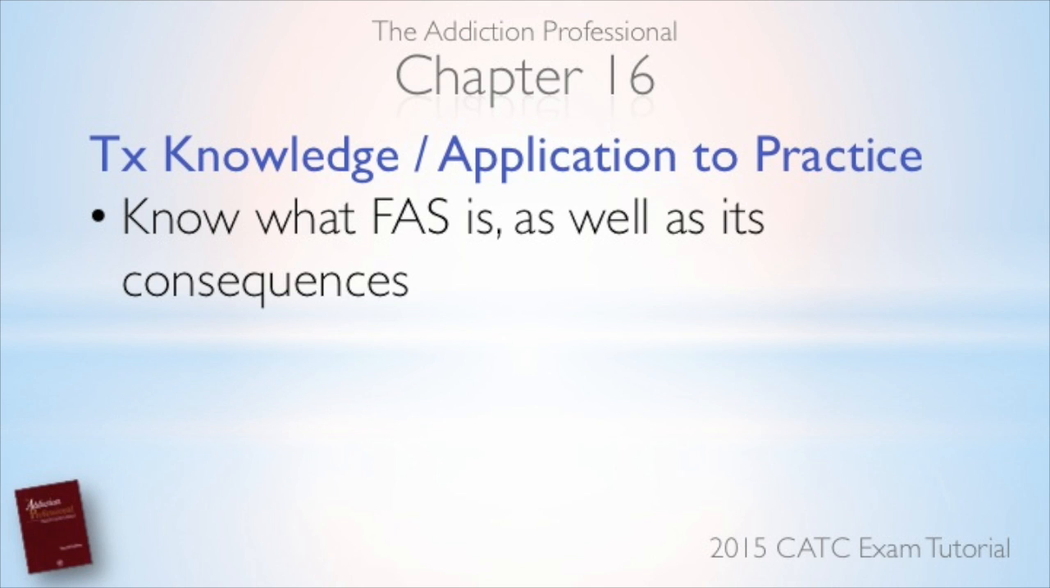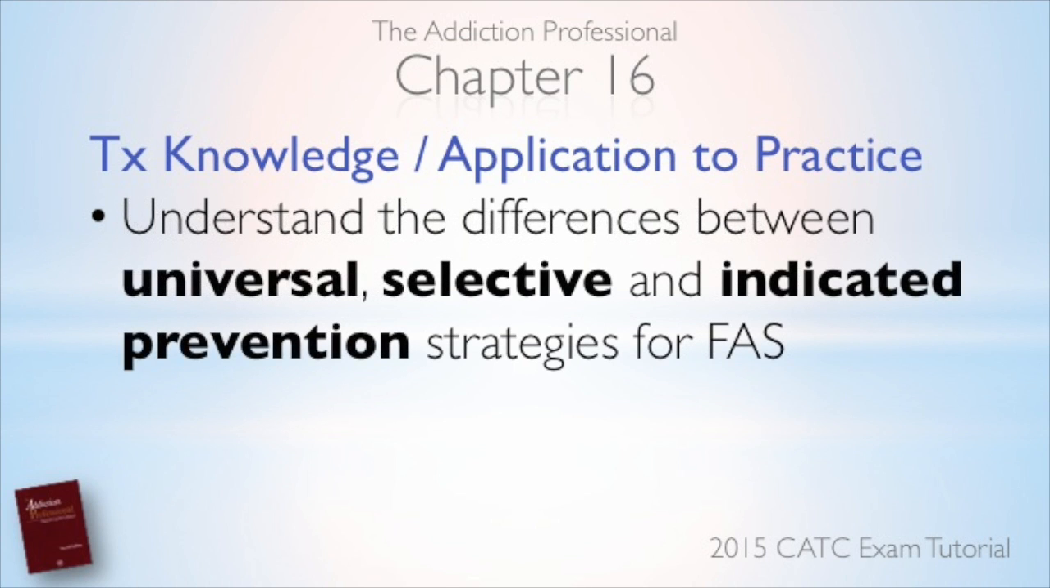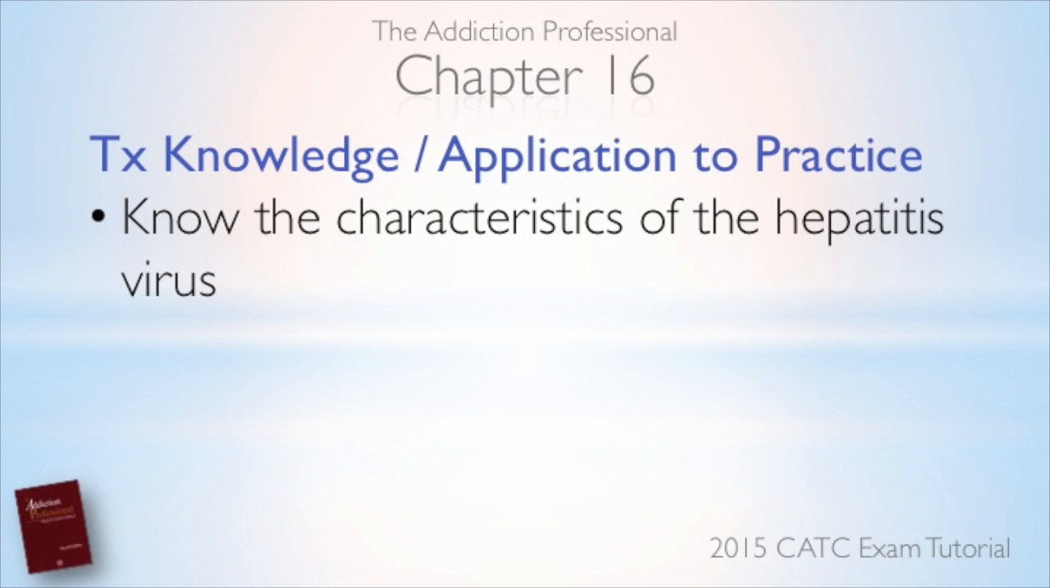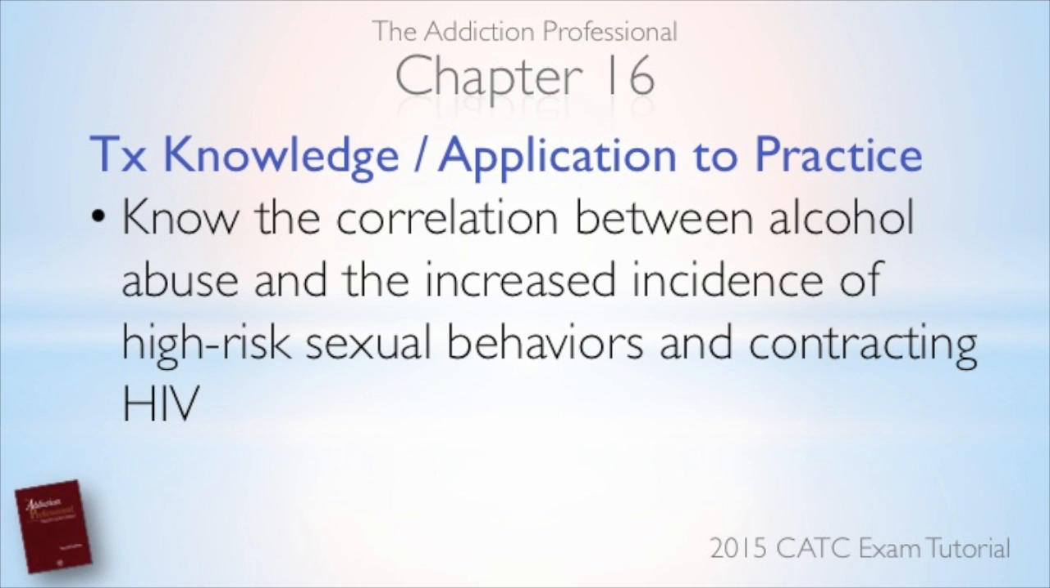In Chapter 16, know the information which relates to fetal alcohol syndrome, hepatitis, AIDS, HIV, and communicable diseases topics. Know what FAS is, as well as its consequences. Understand the differences between universal, selective, and indicated prevention strategies for FAS. Know the characteristics of the hepatitis virus, and know and understand the correlation between alcohol abuse and the increased incidence of high-risk sexual behaviors in contracting HIV.